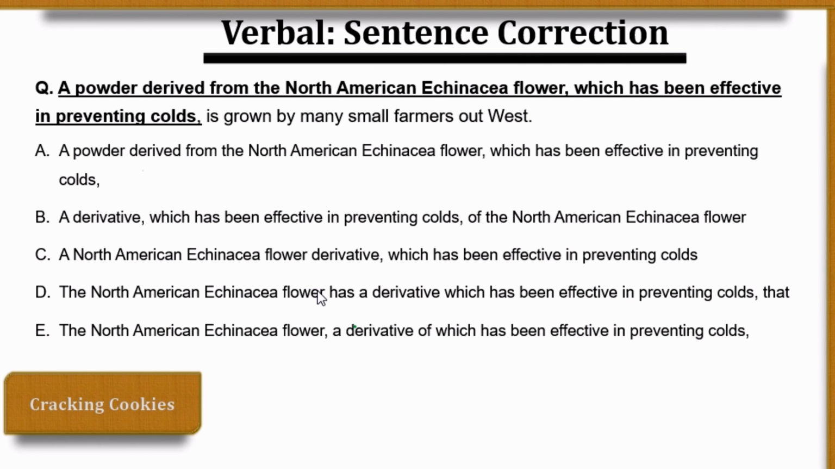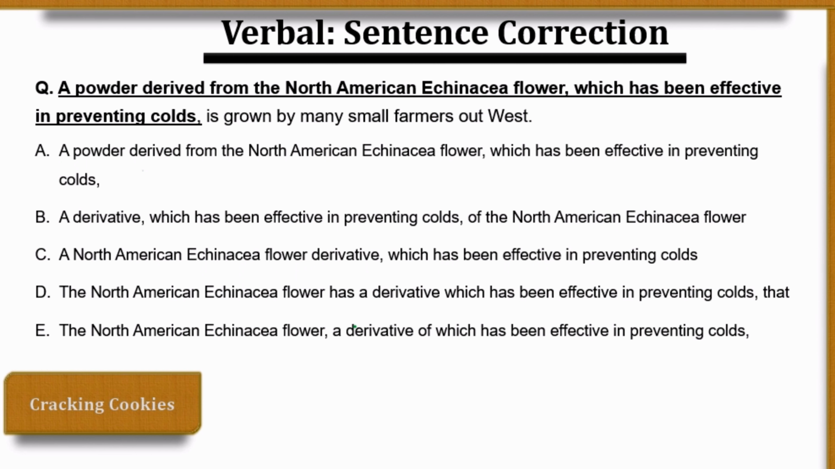So guys, here comes a question of GMAT sentence correction. So we are going to solve this problem. So let's get started. The question is saying: a powder derived from the North American Echinacea flower, which has been effective in preventing colds, is grown by many small farmers out west.